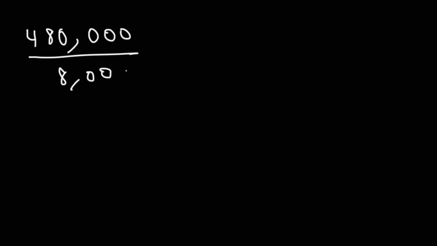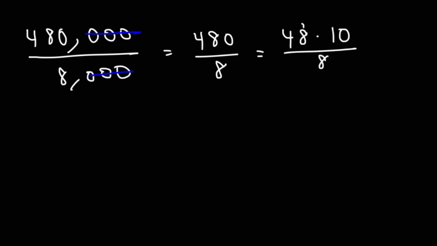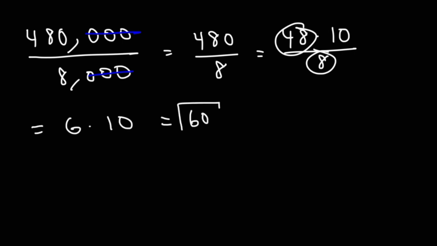Actually, let's work on one more example, but this time with a much larger number. Let's divide 480,000 by 8,000. In this example, we can cancel 3 zeros. So this becomes 480 divided by 8. 480, we can break that down into 48 times 10. And 48 divided by 8 is 6. And 6 times 10 is 60. So that's how you could divide large numbers.